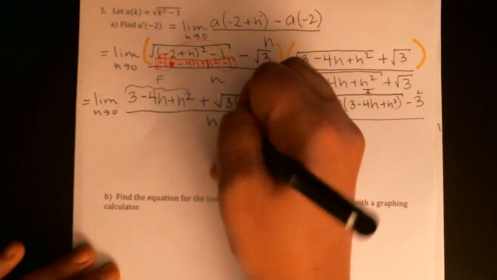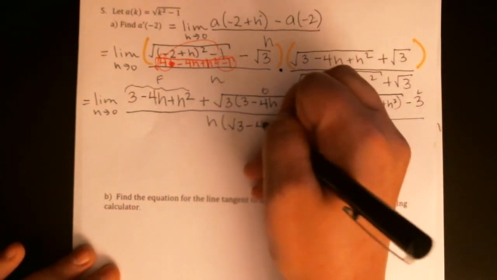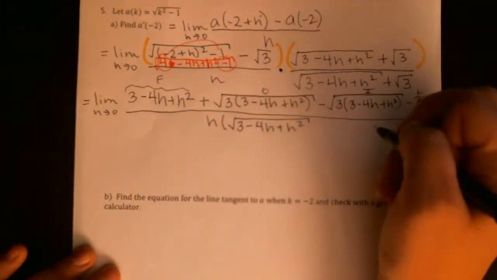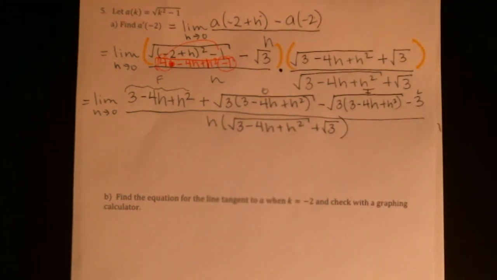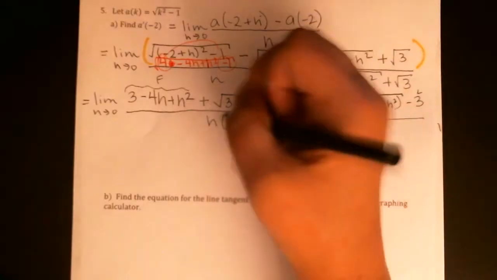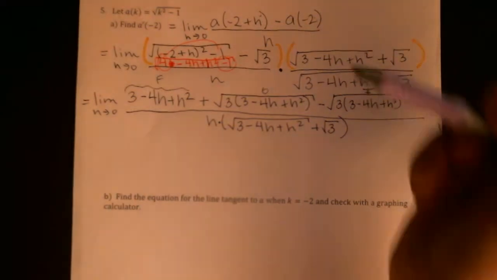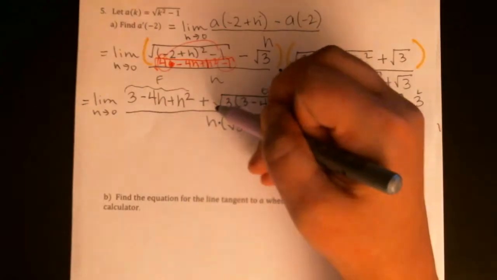On the bottom, I have my h, and I have my square root of 3 minus 4h plus h squared, plus the square root of 3. And I wouldn't bother multiplying out the bottom. I actually really like the form that it's in. It's in a factored form. The h is one of the factors, so I can cancel it whenever I clean up some of this mess and free up an h in the top. So as bad as that looks, part of it's really nice.